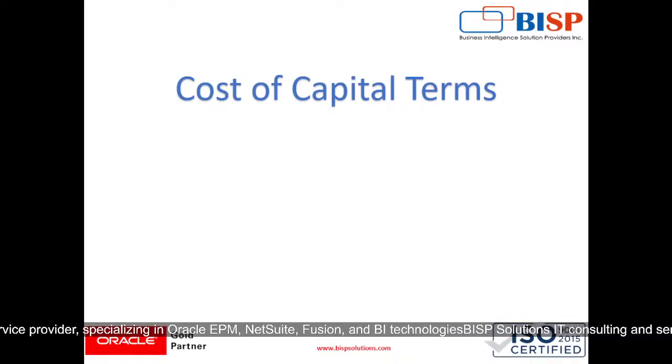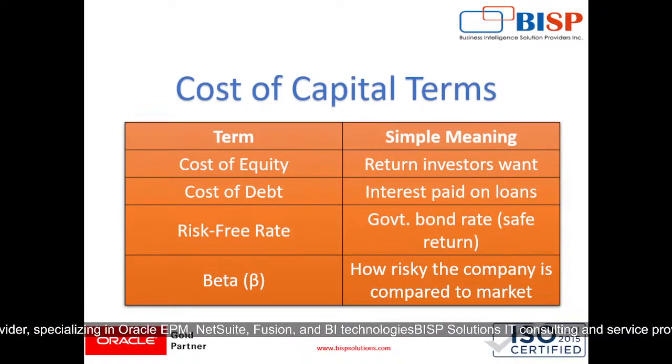Then comes our cost of capital terms. Our first term is cost of equity, which means the return investors want. Cost of debt is interest paid on loans. Risk-free rate is the government bond rate, which is safer than other returns. And beta is how risky the company is compared to the market.